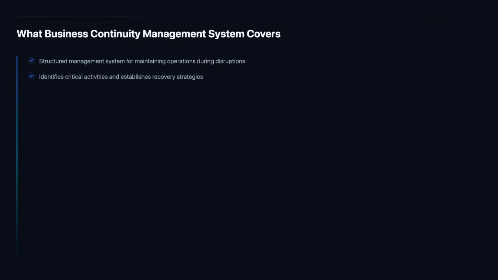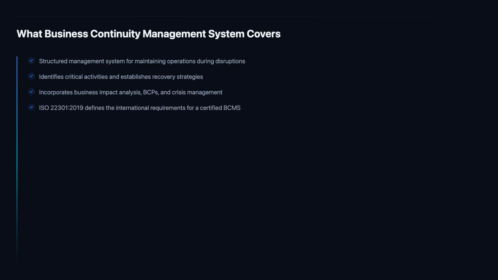At its core, the BCMS identifies which activities are critical to organizational survival, analyses the consequences of their disruption, and establishes the strategies and plans needed to maintain or restore them within defined time frames. The BCMS incorporates multiple complementary tools. The business impact analysis identifies priorities, business continuity plans define response procedures, and crisis management arrangements govern escalation and stakeholder communication.